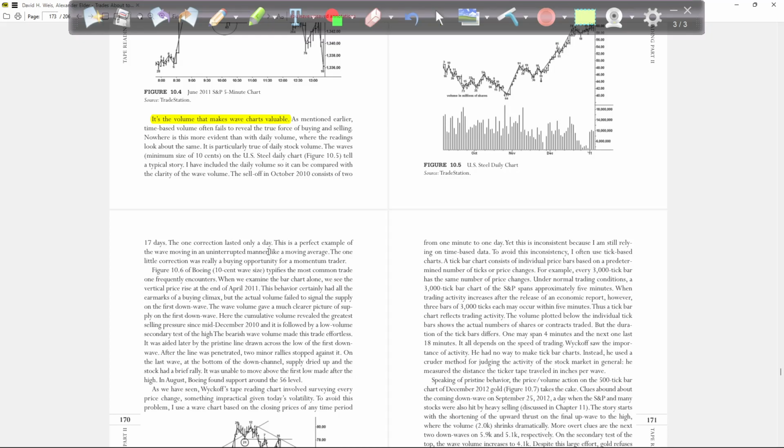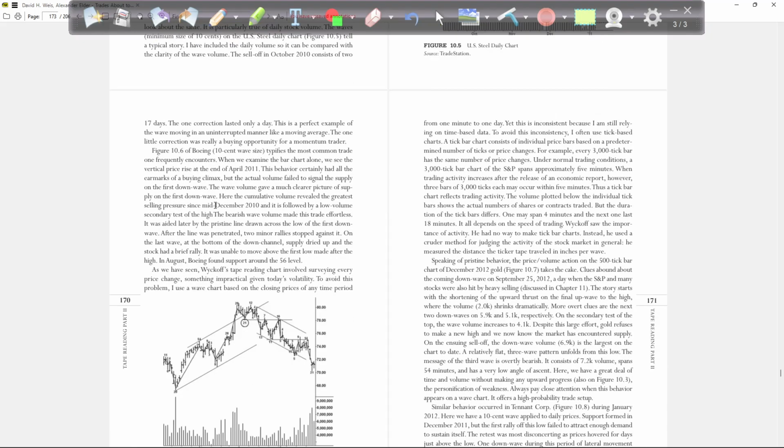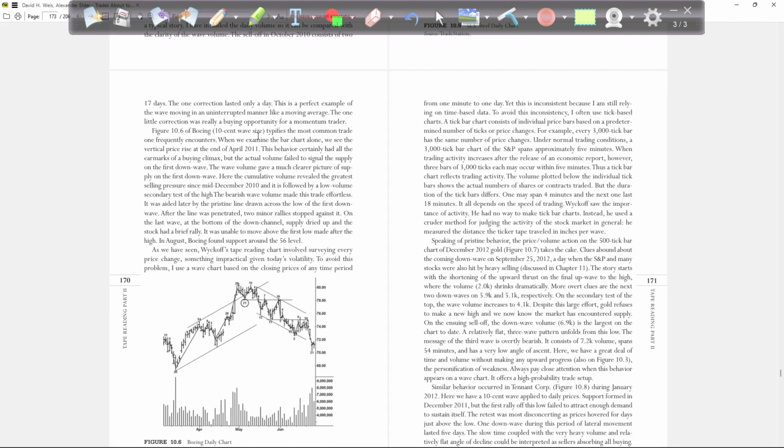The one correction lasted only a day. This is a perfect example of the way prices move in an uninterrupted manner, like a moving average. The one little correction was really a buying opportunity for a momentum trader. Figure 10.6 of Boeing typifies the most common trade one frequently encounters.